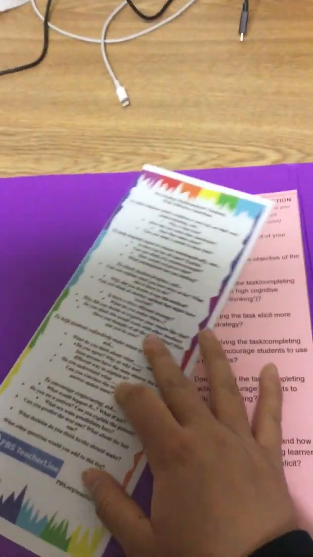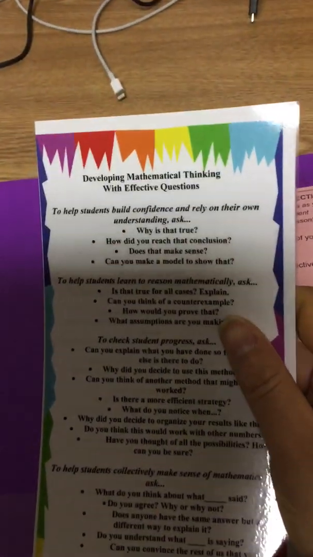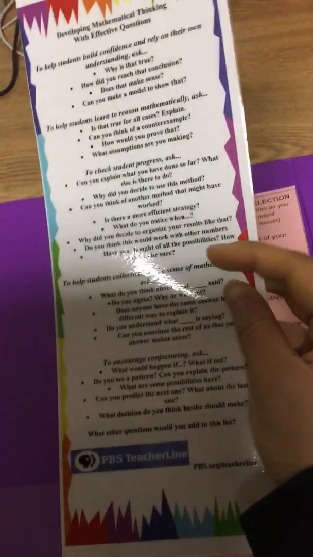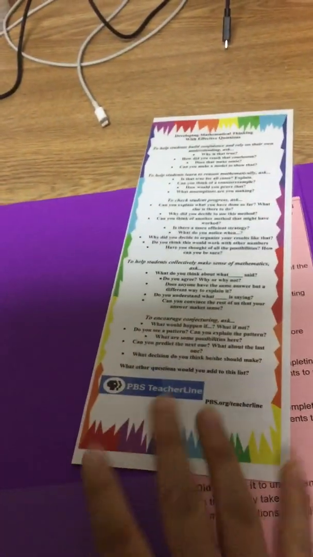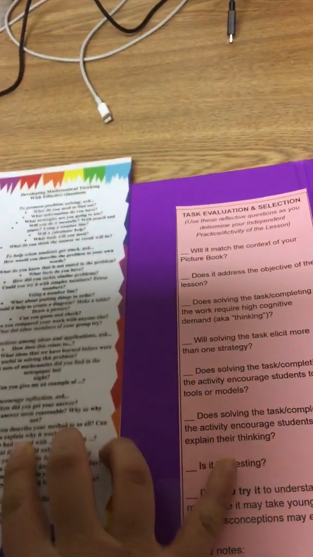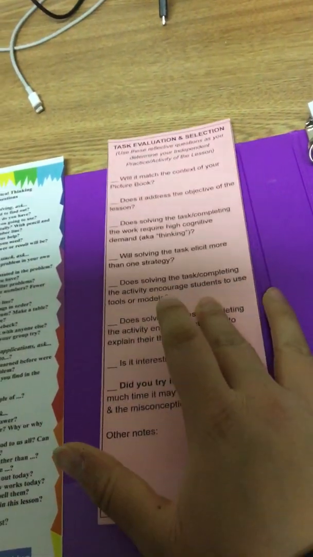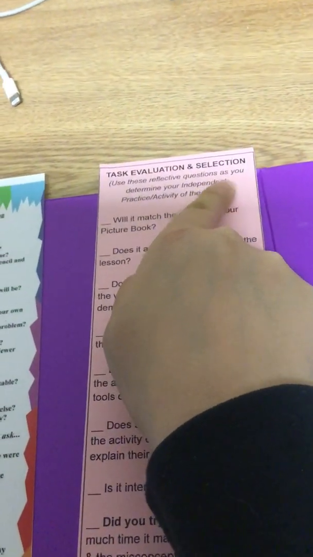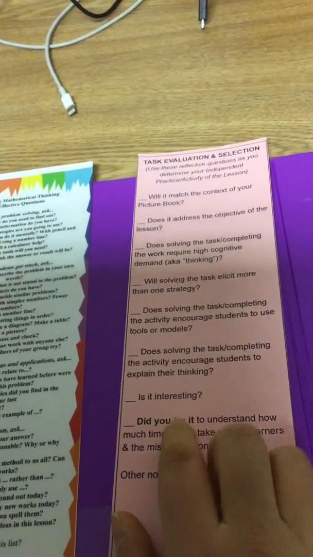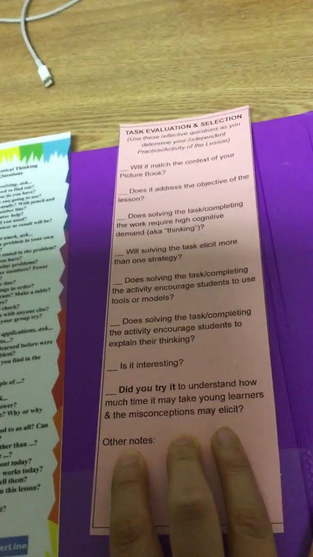So to start off, we're going to open it up, and right here we have our Developing Mathematical Thinking with Effective Questions pamphlet, which holds a whole bunch of effective questions that I could use in the classroom. It's laminated, really nice, and has a whole bunch more questions to utilize. And then we also have the task evaluation and selection available here. At the top it says to use these reflective questions as you determine your independent practice activity of the lesson, which I did, and tried to follow as best as I could when I was creating my lesson plan.